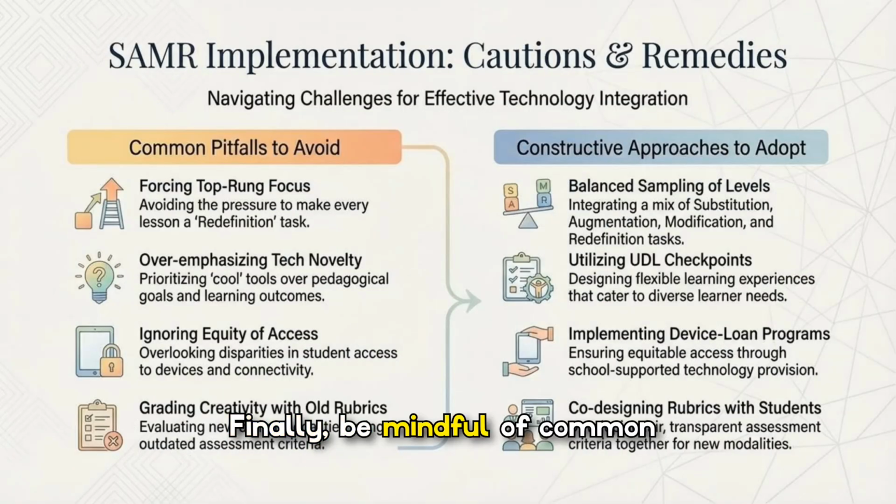Finally, be mindful of common pitfalls like forcing every lesson to reach redefinition, privileging novelty over pedagogy, overlooking equity of access, or grading new modalities with outdated rubrics. Constructive remedies, shown here, include sampling across SAMR levels, using UDL checkpoints, implementing device loan programs, and co-designing rubrics with students to ensure fair, transparent assessment.